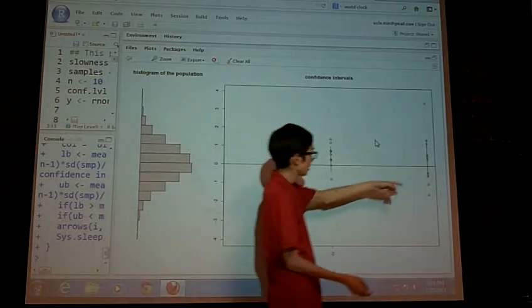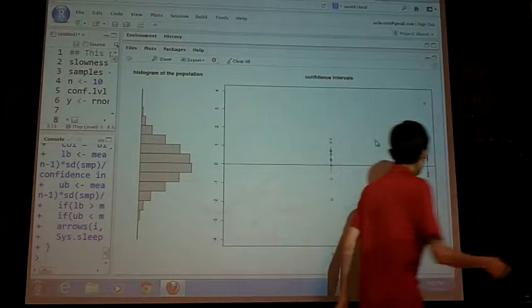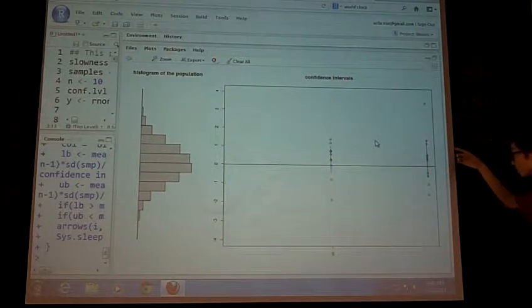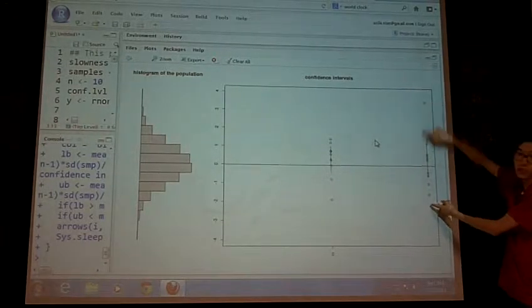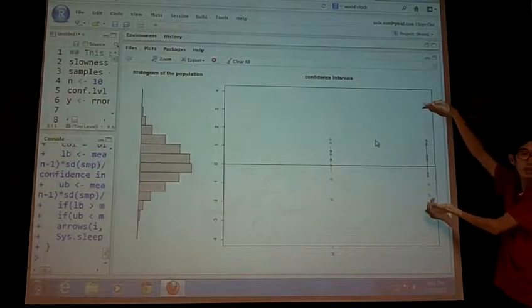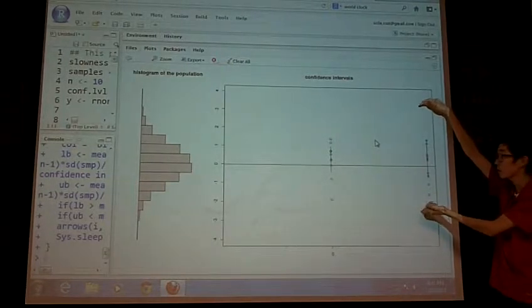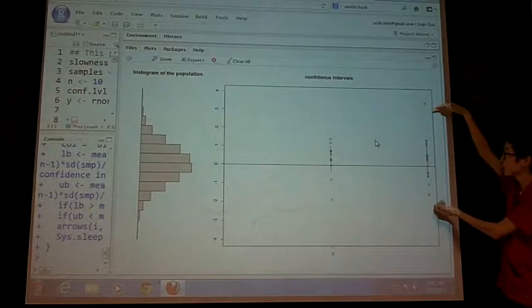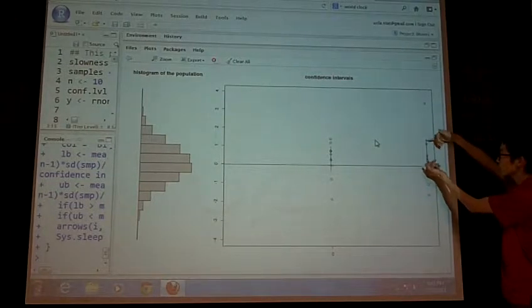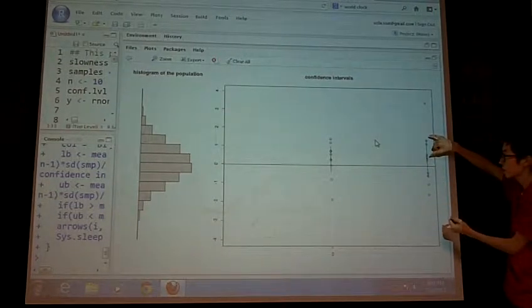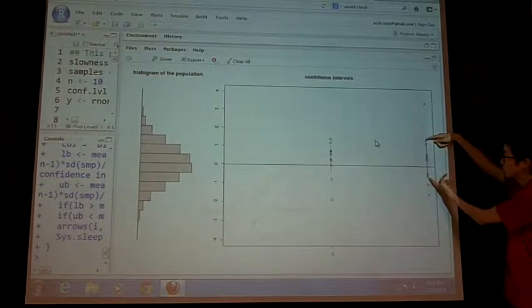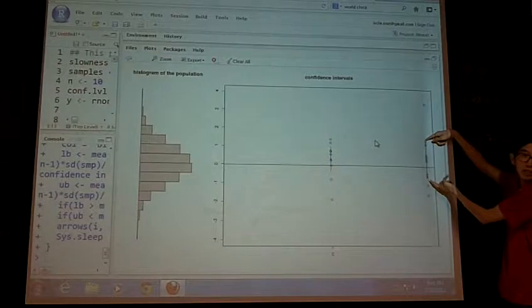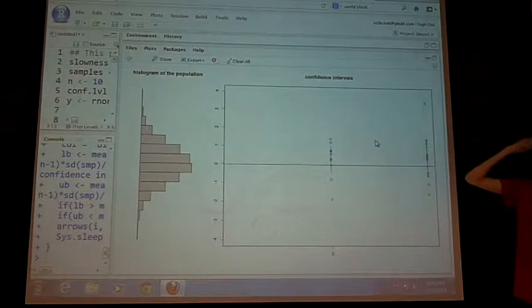Now here's another 95% confidence interval. The confidence interval is wider because the standard deviation of this sample is bigger. We see a larger range in this sample, and so it creates a wider confidence interval because that s part is larger. So the margin of error goes from here to here, and again, my confidence interval is wider, but it did actually contain the true population mean.